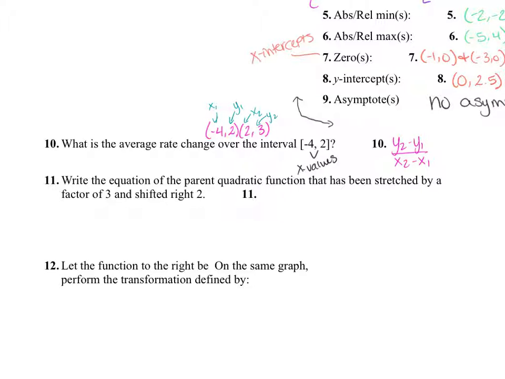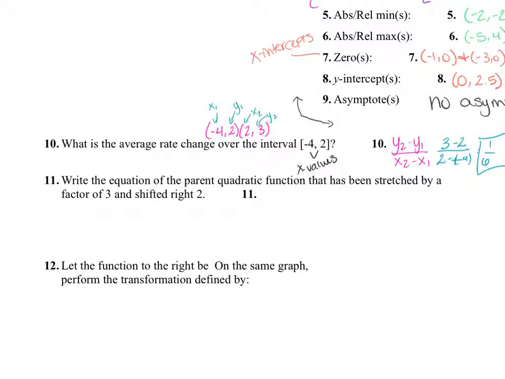So y2 is 3, minus y1 is 2, over x2 is 2, minus x1 is -4. 3 minus 2 is 1, and the negative of a negative makes it positive, so 2 plus 4 is 6. So our average rate of change on the interval -4 to 2 is 1/6.